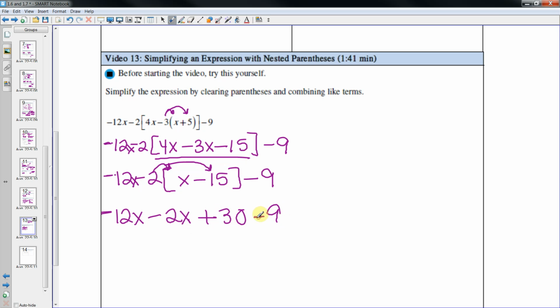Minus 9. Let's combine what we can combine. Negative 12x and another negative 2x. Add them and keep this negative sign. So that's negative 14x. 30 minus 9 is a positive 21. So negative 14x plus 21.